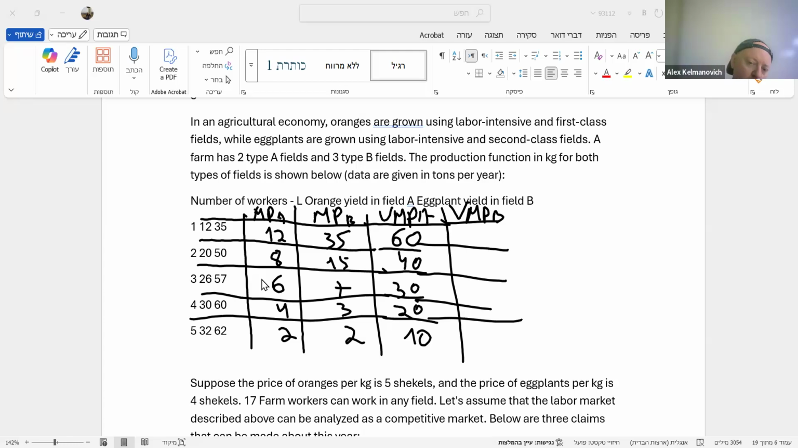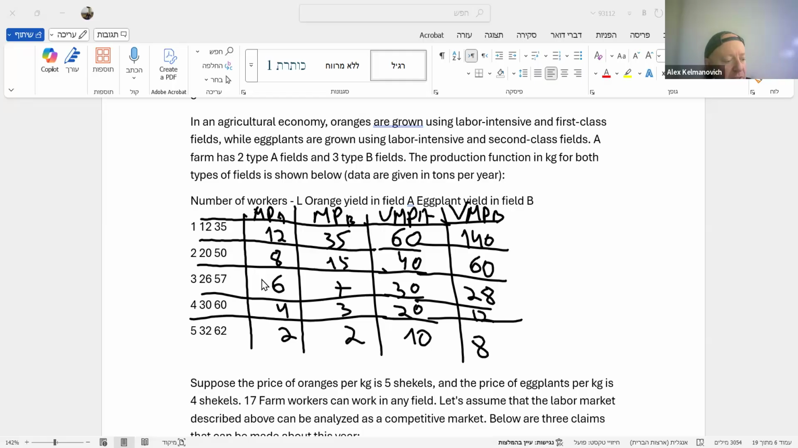And MPB, we multiply by 4 shekels. So it's going to be 140, 60, 28, 12, and 8. So this is the VMP, value of marginal product in shekels, in money. And we have 17 laborers.